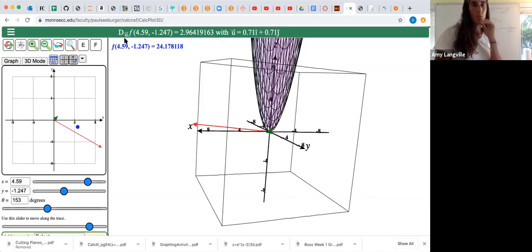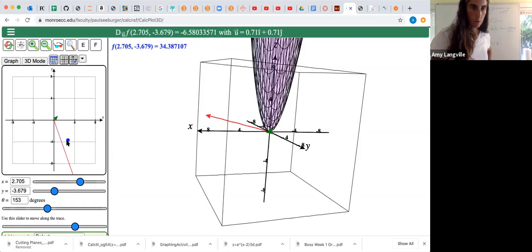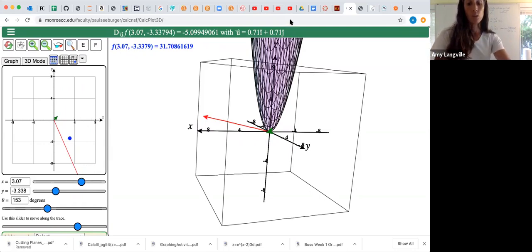Yeah, so there at the top, there's our notation. In the direction u, which you're controlling down here, you'll see in the direction 0.7, 0.7, that's your u. This is how much the z value is changing. And you can also ask computational tools like Wolfram or Symbolab to do directional derivatives as well.